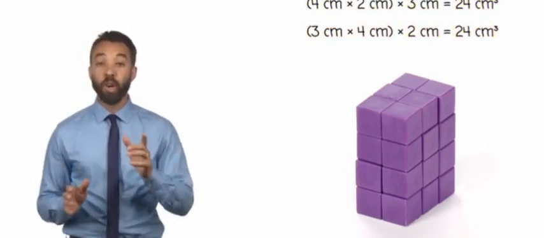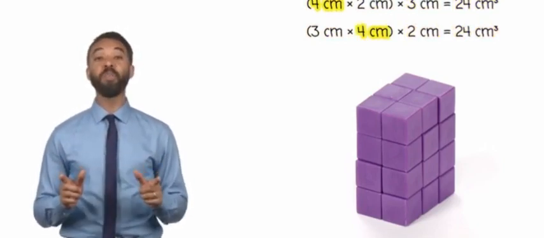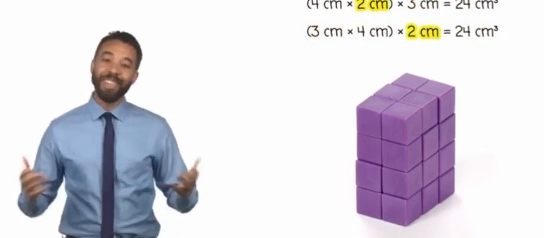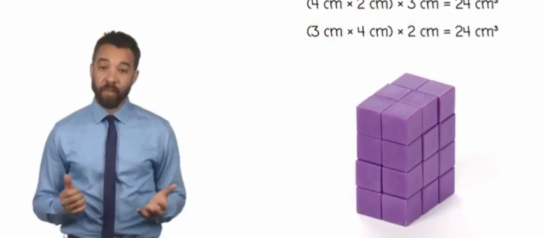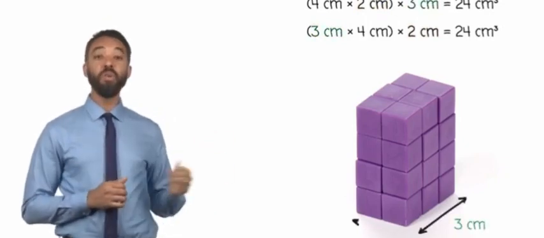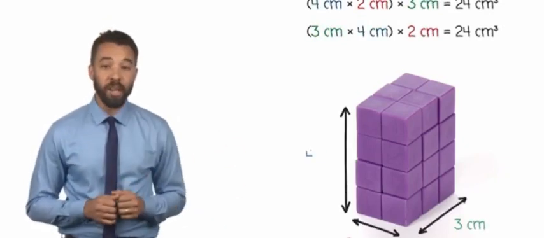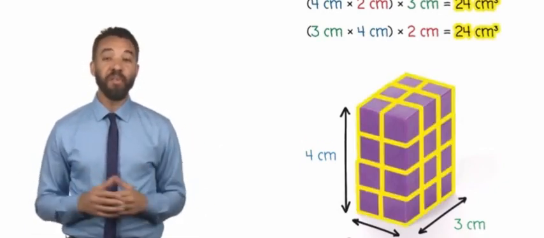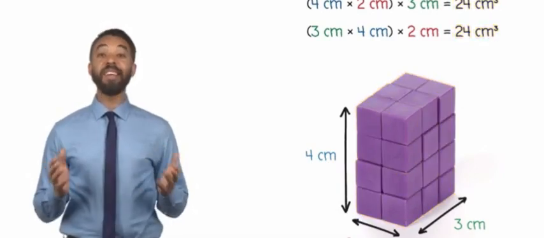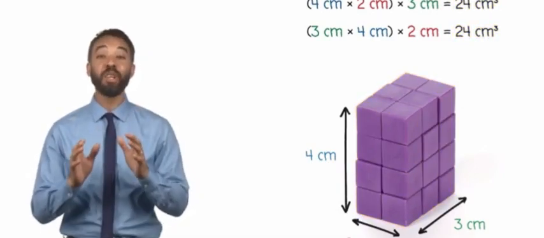Did you notice a pattern in our equations? We multiplied all 3 dimensions, just in a different order. Multiplying the 3 side lengths together, 3 centimeters, 2 centimeters, and 4 centimeters in any order will give us the correct volume, 24 cubic centimeters. This is true for any rectangular prism.